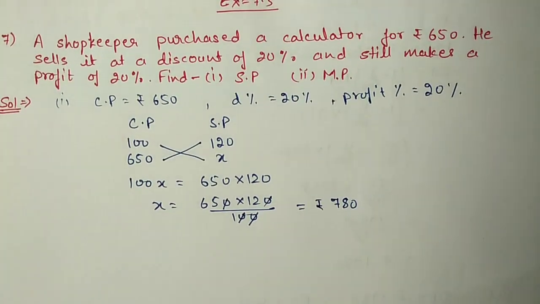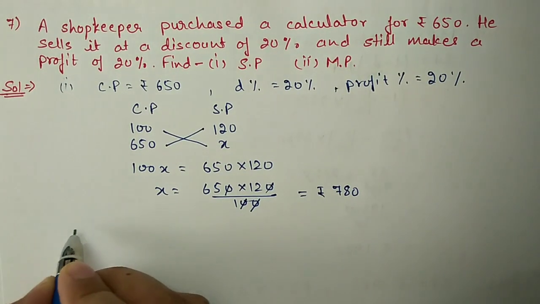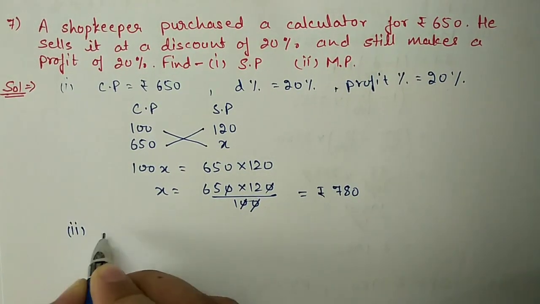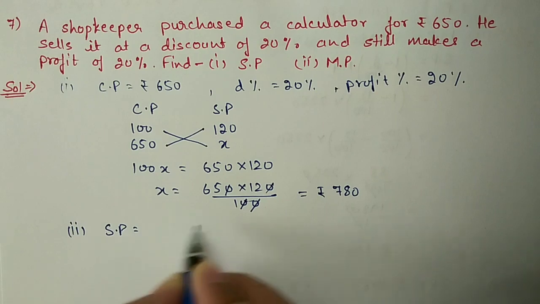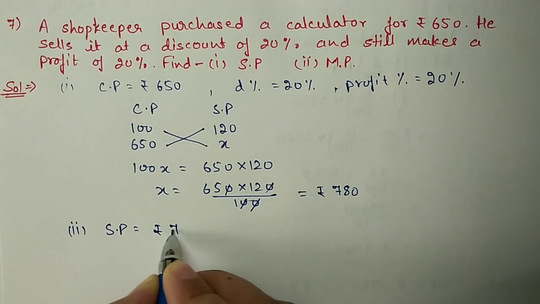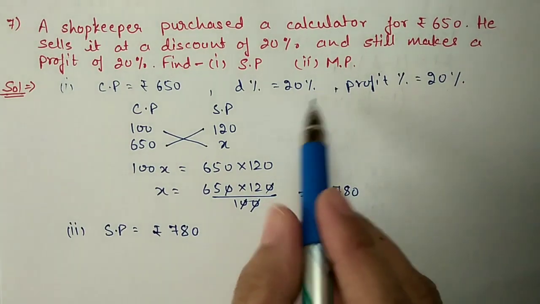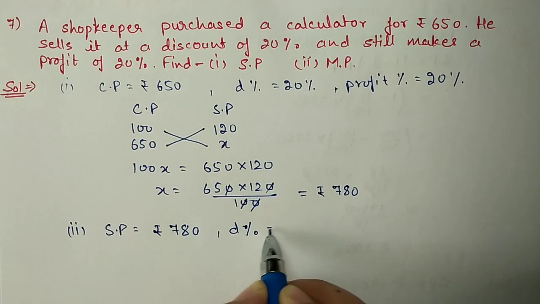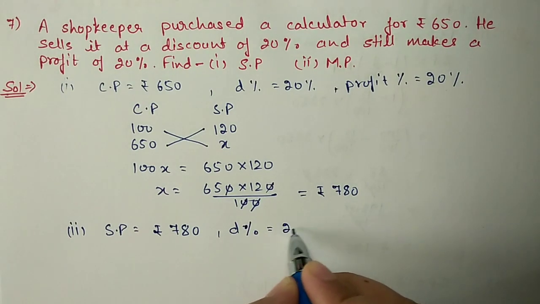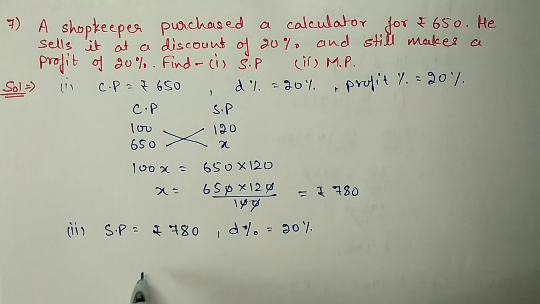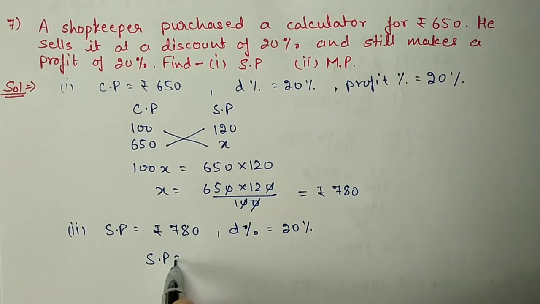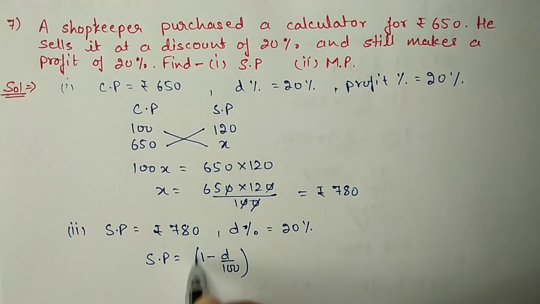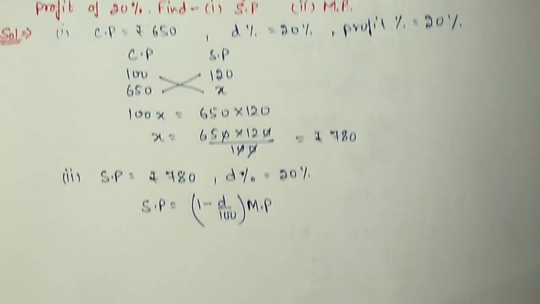Now second part, we have to find out the mark price. Selling price just now we have calculated, 780 rupees. And discount is given 20%. With the help of these two things we can find out mark price. So we have the formula, selling price is equal to 1 minus D by 100 into MP. Now substitute values in the formula.